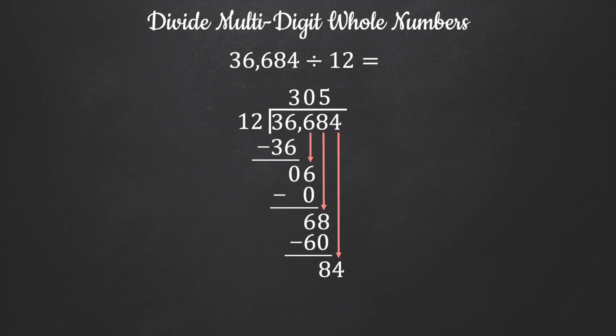And then we ask ourselves, how many times does 12 go into 84? 12 goes into 84 7 times because 12 times 7 is equal to 84. So 84 minus 84 is equal to 0, meaning we do not have a remainder. So 36,684 divided by 12 is equal to 3,057.